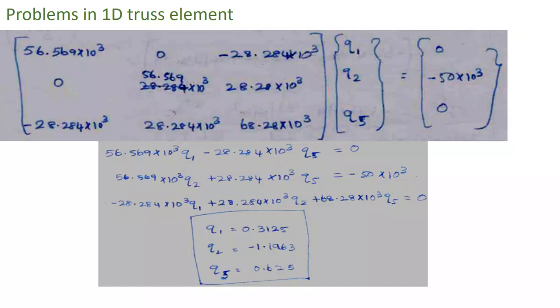So based on these three equations, we will get the nodal displacements. For node 1, the horizontal displacement is 0.3125 mm, and the vertical deformation is minus 1.196 mm. And then node 3 horizontal deformation will be 0.625 mm.